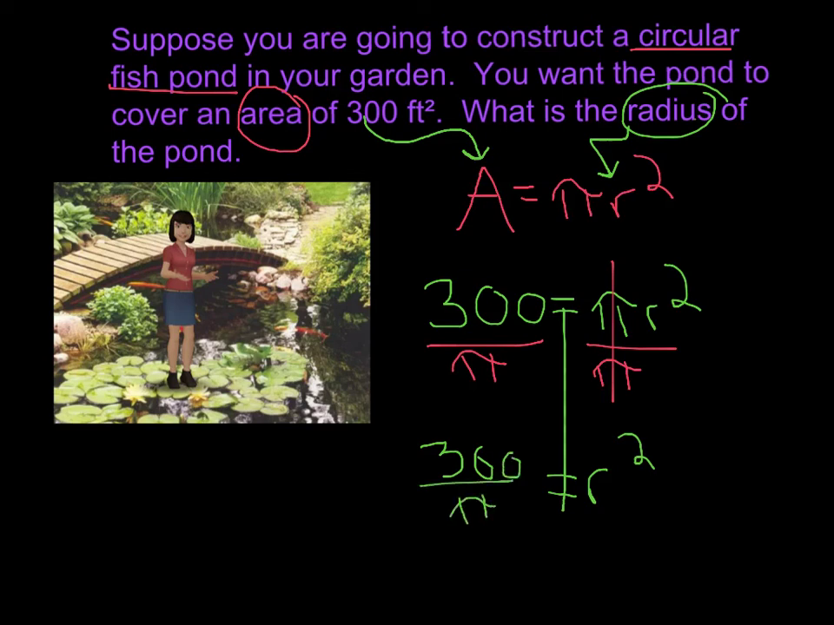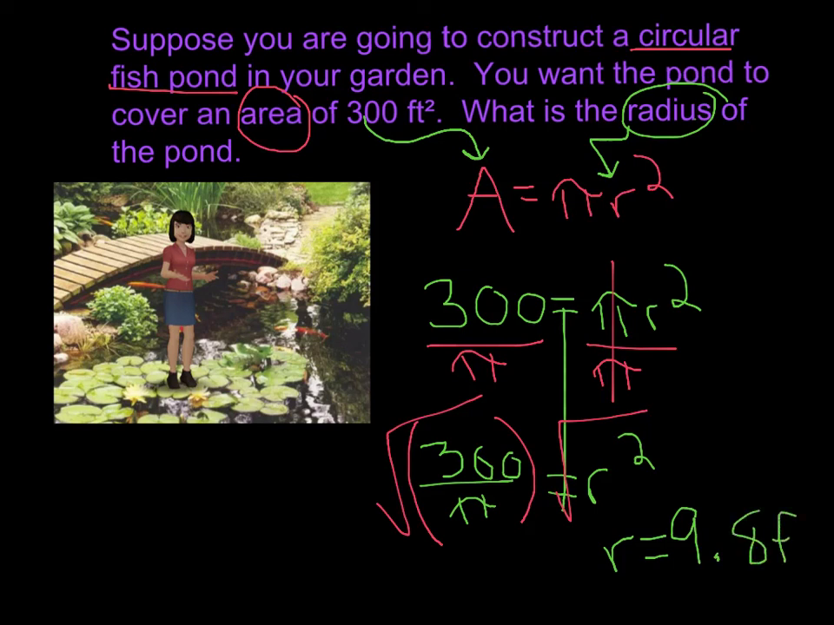And then last step, you need to square root both sides. So we want to square root the fraction 300 over pi. You should get that the radius will be about 9.8 feet. And usually when we're solving these types of quadratics, you always have the two solutions, positive and negative. But for this case, we're just going to ignore the negative one because you can't have a negative radius. And then right there is your solution.